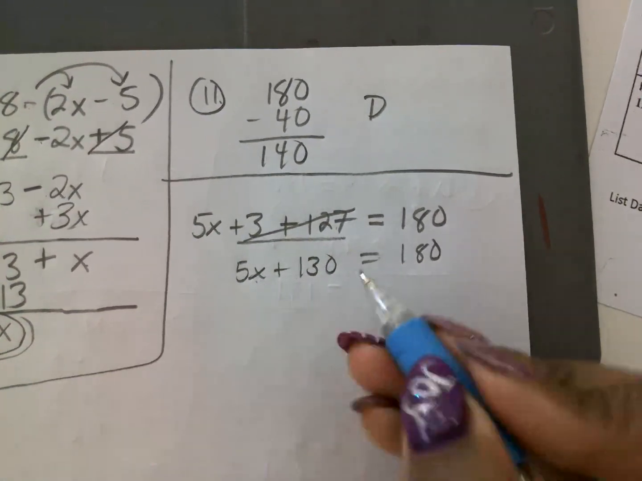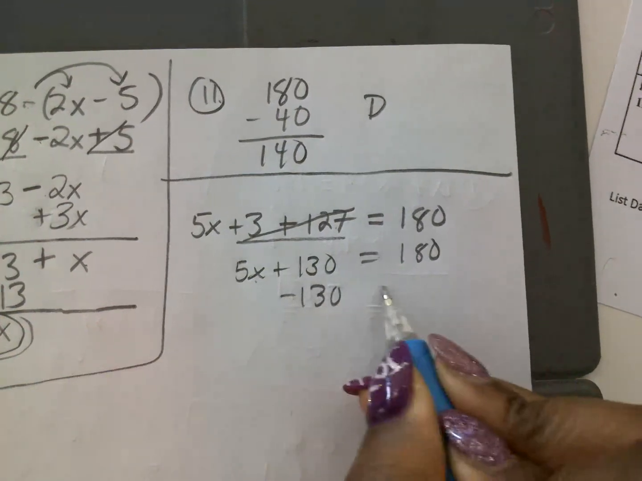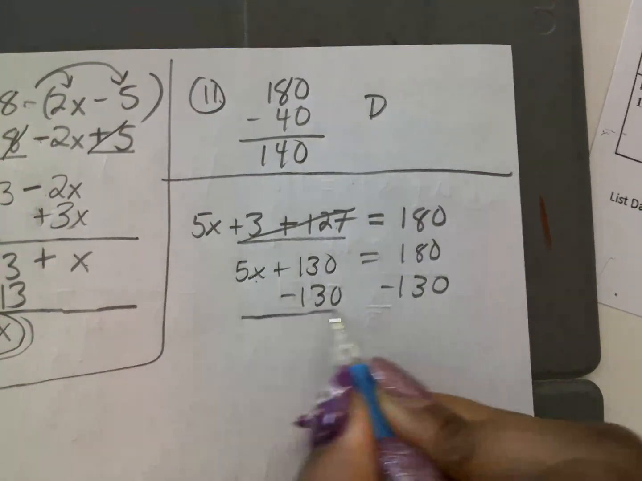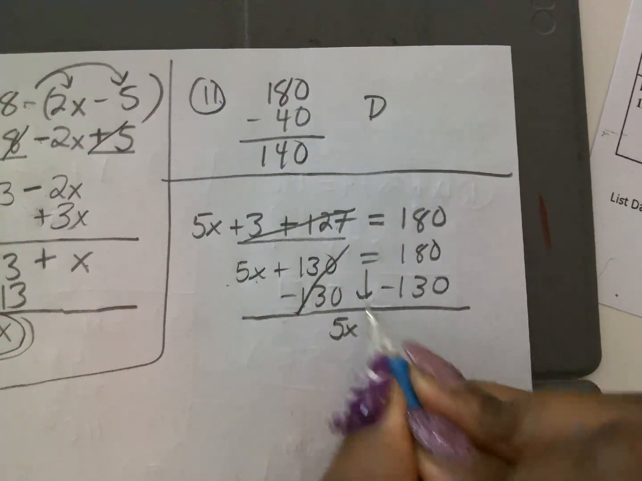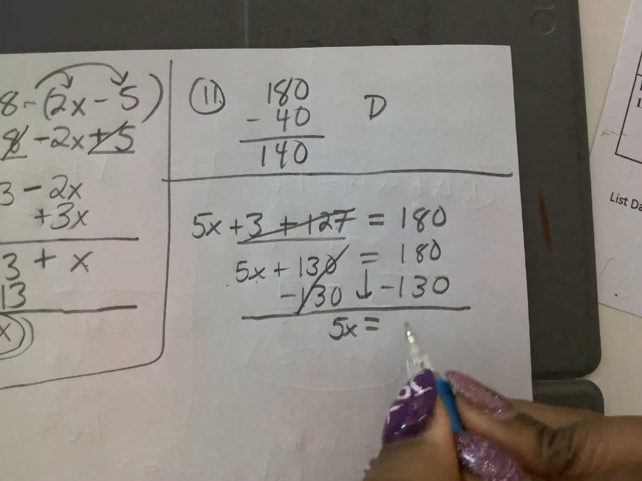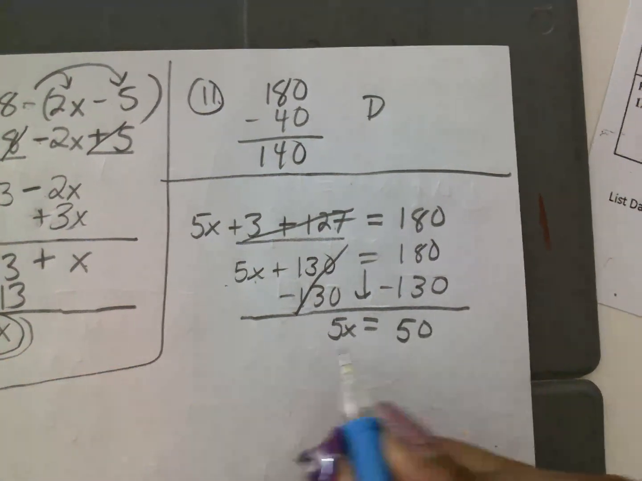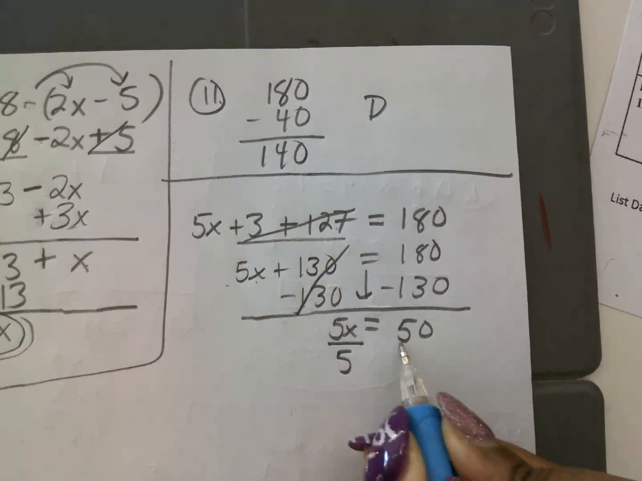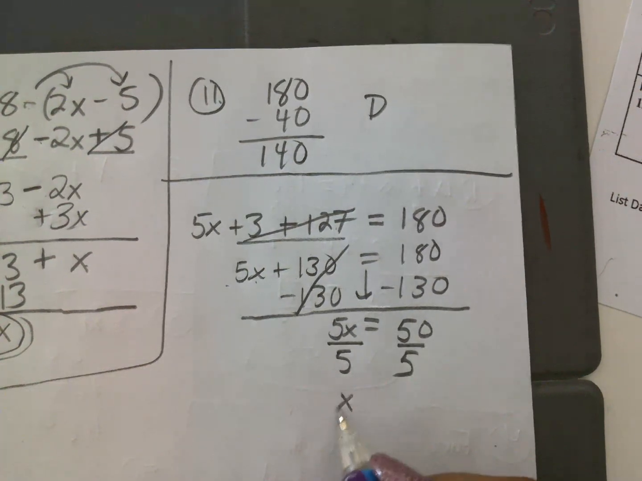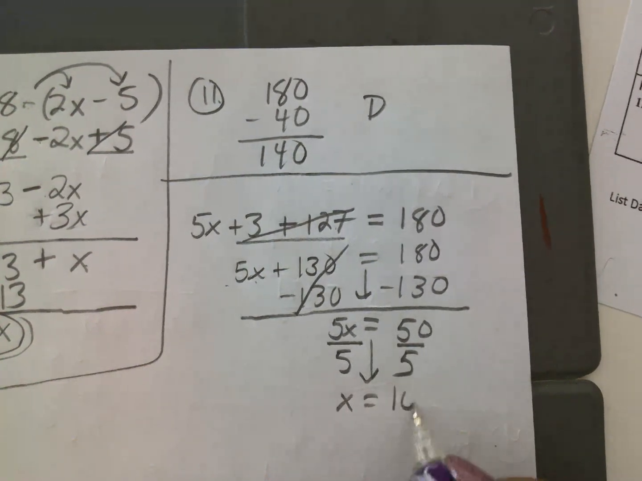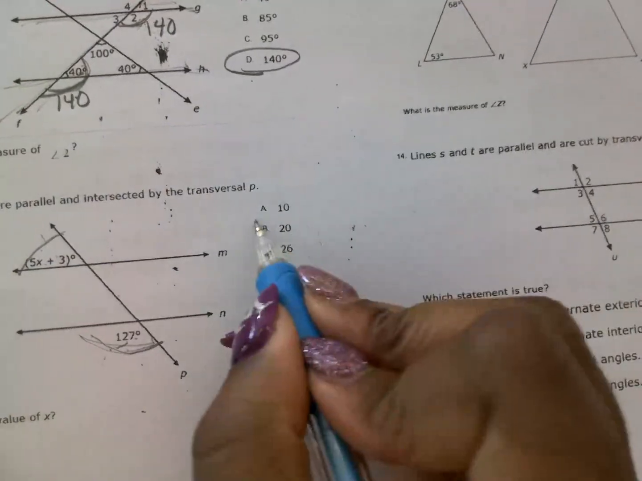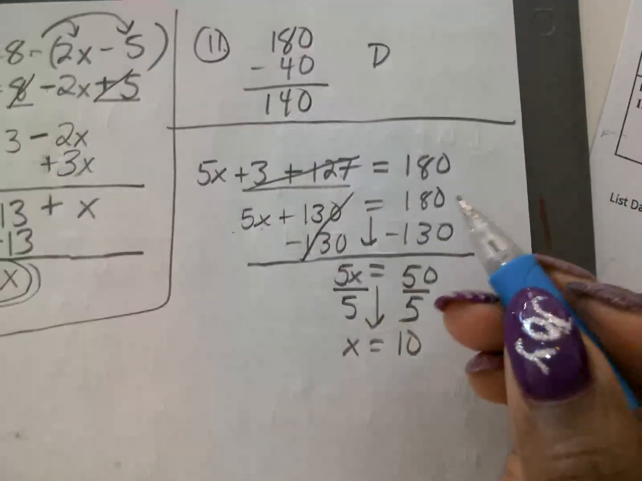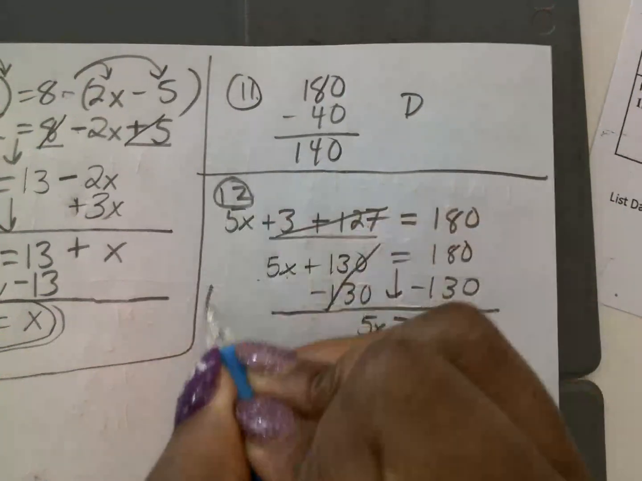To get x by itself, we're going to subtract 130 on both sides. We subtract 130 on this side, we're left with 5x. Bring down the equal. When we subtract 130 here, we're left with 50. Now we divide both sides by 5, and the value of x is 10. Did it ask for the value of x? Yes, it did. The value of x is 10. So our answer here is going to be A. This is number 12. 12 is A.